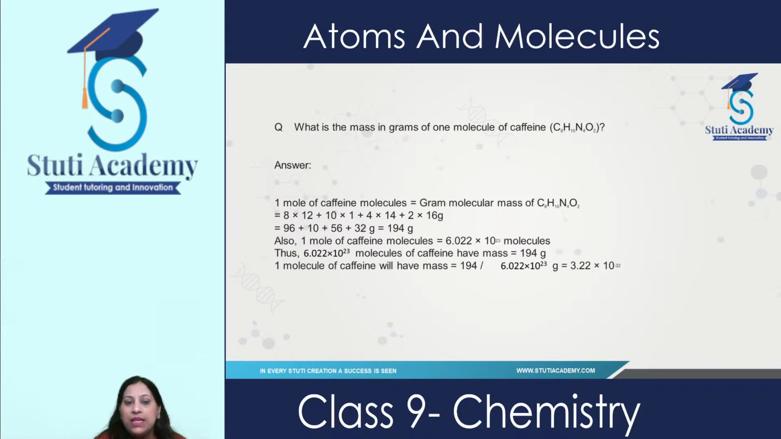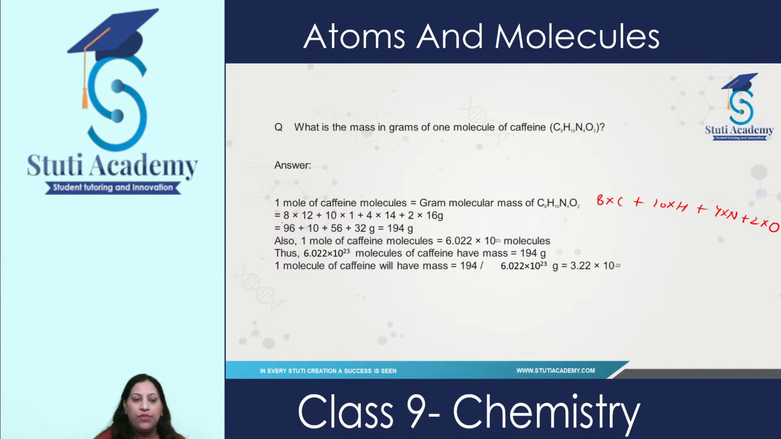Now, what is the mass in grams of one molecule of caffeine? You need to find out the mass in grams. So, first of all, we need to calculate the gram molecular mass. Again, 1 mole of caffeine molecules is equal to gram molecular mass. And how will you calculate? Let's see here. First, I'll write it so that you can understand: 8 into C plus 10 into H plus 4 into N plus 2 into O.